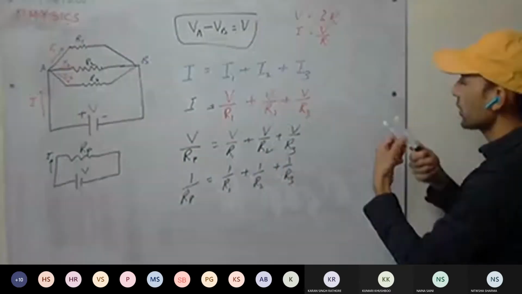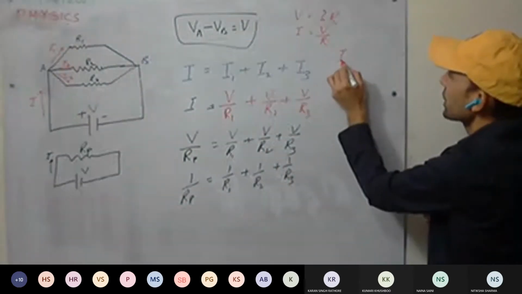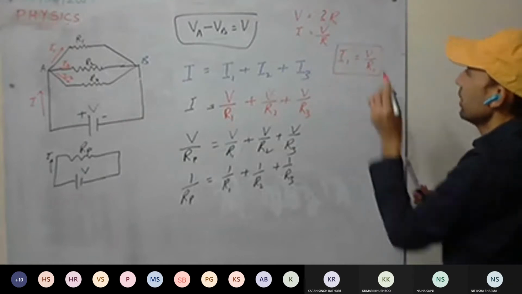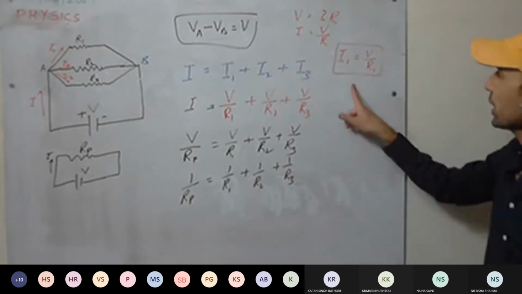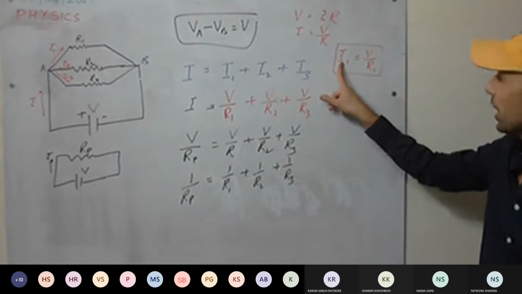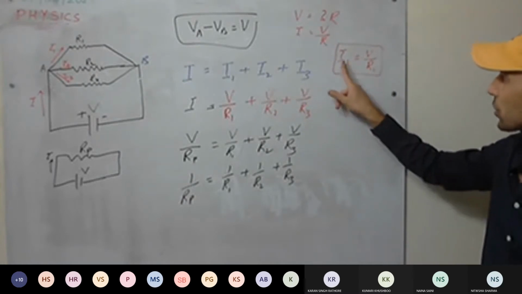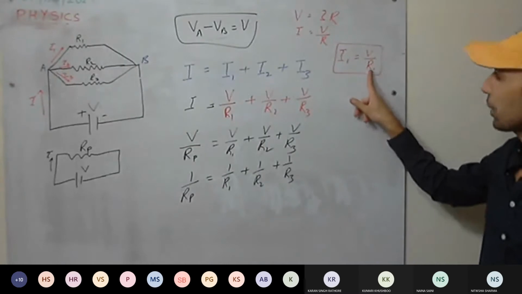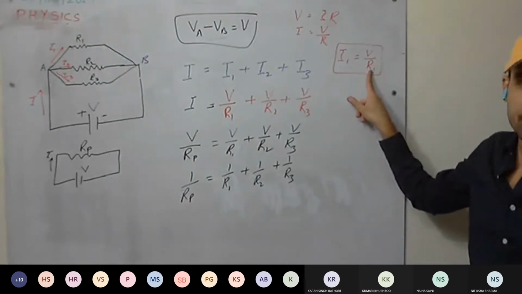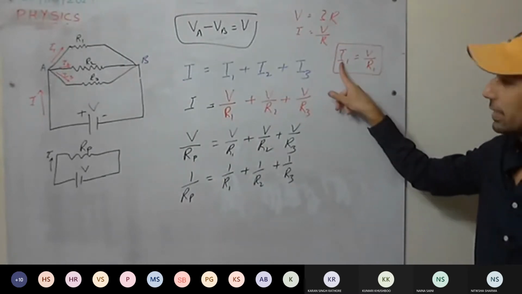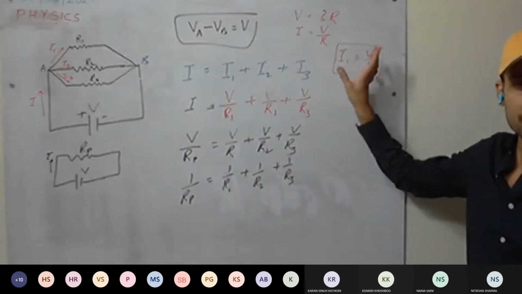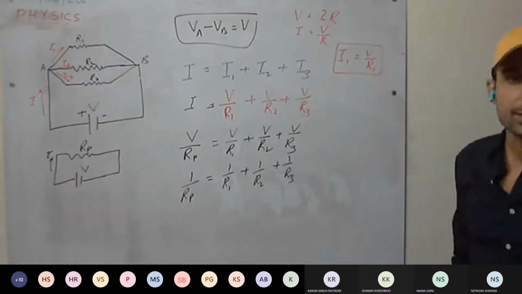Here you can see one thing. Excuse me, sir. One minute, just, I will explain this one. You can ask. Current in the first path, I1 equals V upon R1. So current flowing in a particular path is inversely proportional to resistance. The more the resistance, the less the current will flow. Understood this relation?